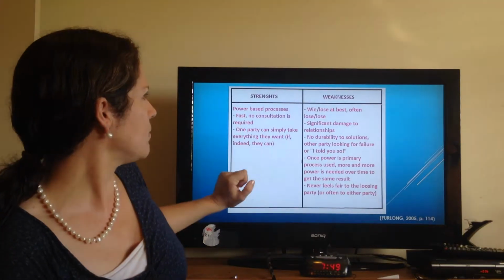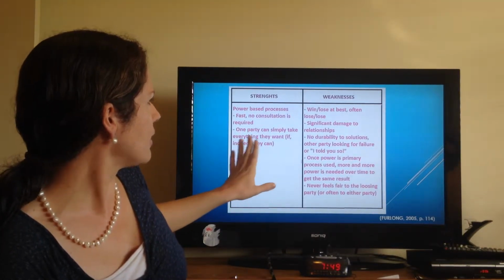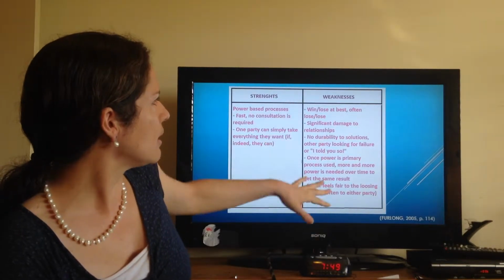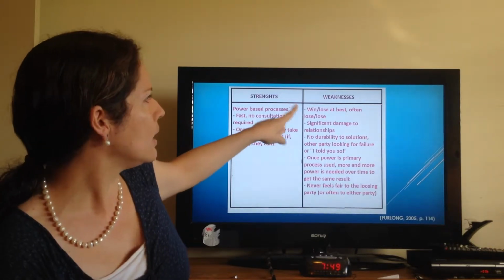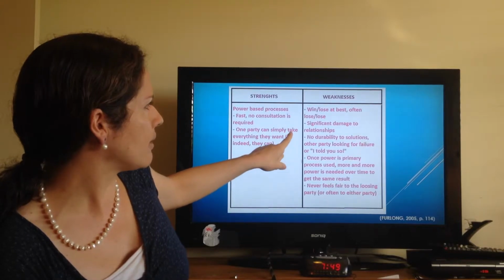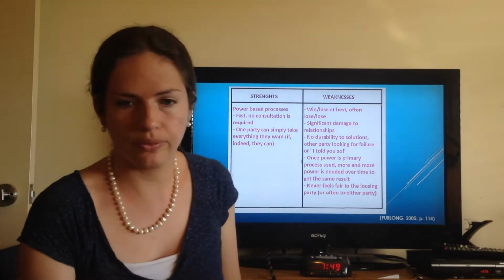The strengths of using power-based processes are that they are fast, no consultation is required, and one party can simply take everything they want. The weaknesses are that the outcome will be a win-lose at best, often a lose-lose situation, and it will cause significant damage to relationships and no durability to solutions.